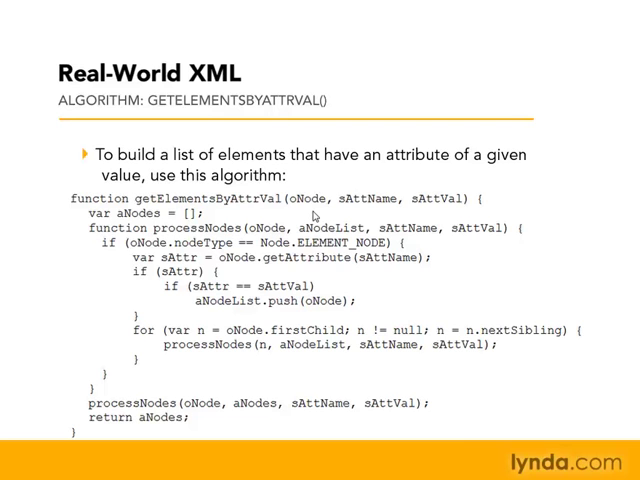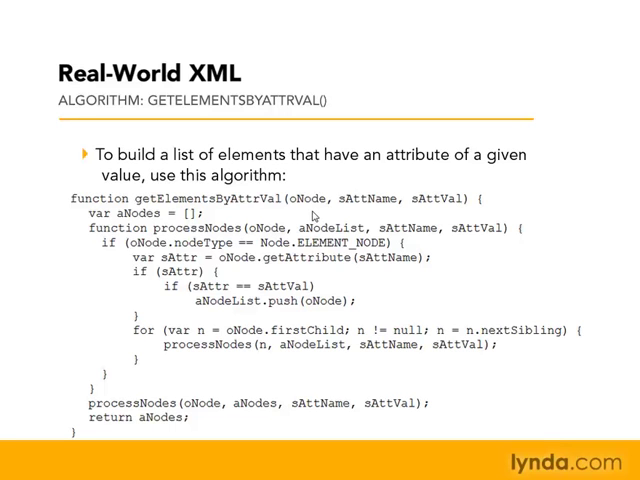It works by taking three arguments. There's the node that we're interested in. That's the starting point. And we're going to look for elements inside oNode here that have an attribute the same as sName and a value that's equal to sVal right here.